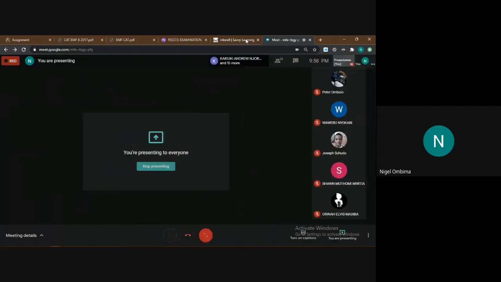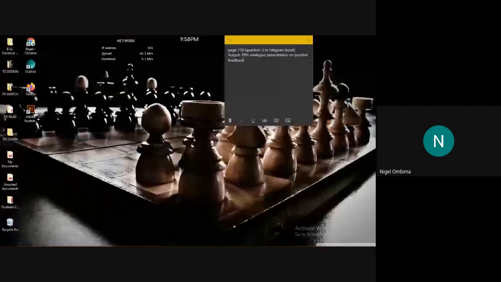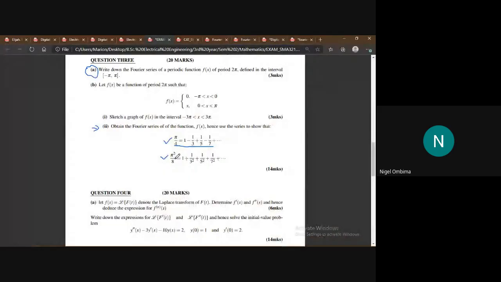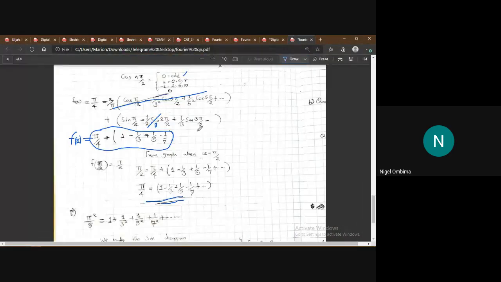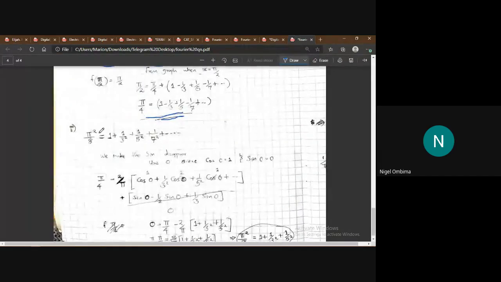Okay, tuendelee. Pi squared over 8 is equal to 1 plus this plus this. So the same process, we compare the two functions. So this is our function now. Remember 1 plus 1 over 3 squared plus.